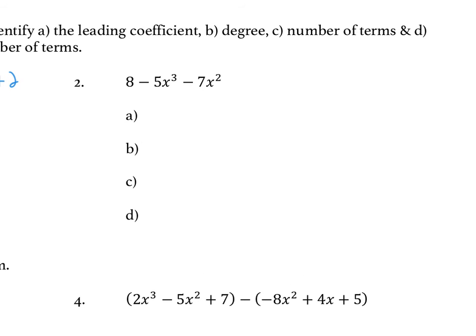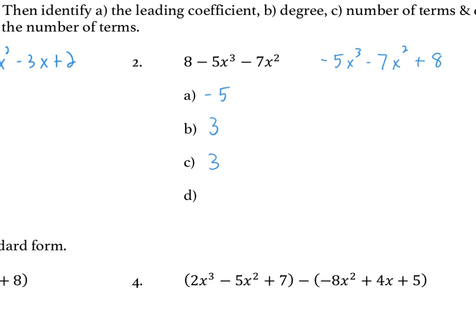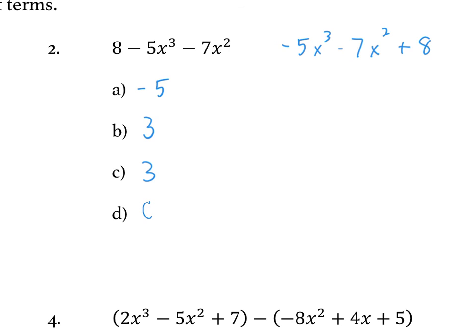Okay, this one, so put it in standard form. Okay, so leading coefficient, first number you see when you put it in standard form, just -5. Okay, and then degree, the biggest exponent is 3. Number of terms, 1, 2, 3. Okay, since the degree is 3, wait, is the last degree 3? Yeah, okay. Since the degree is 3, this is another cubic. And since there's 3 terms, it's a trinomial.